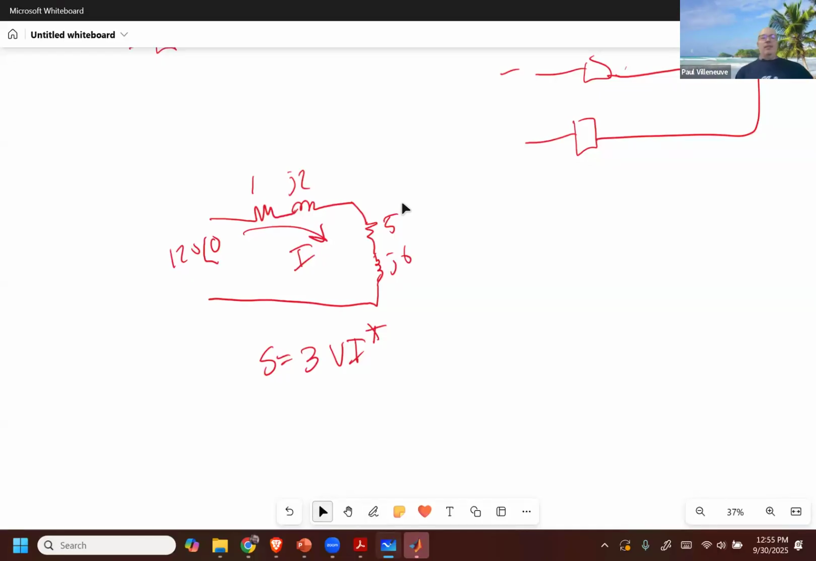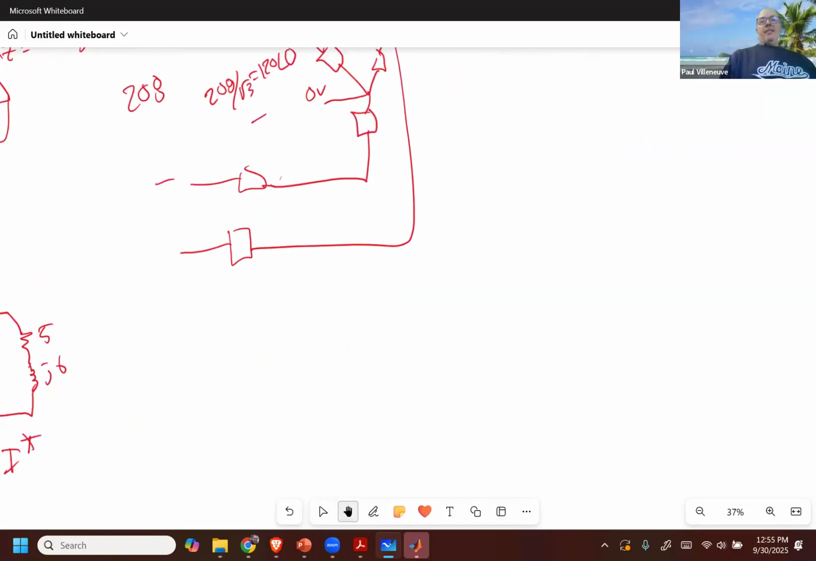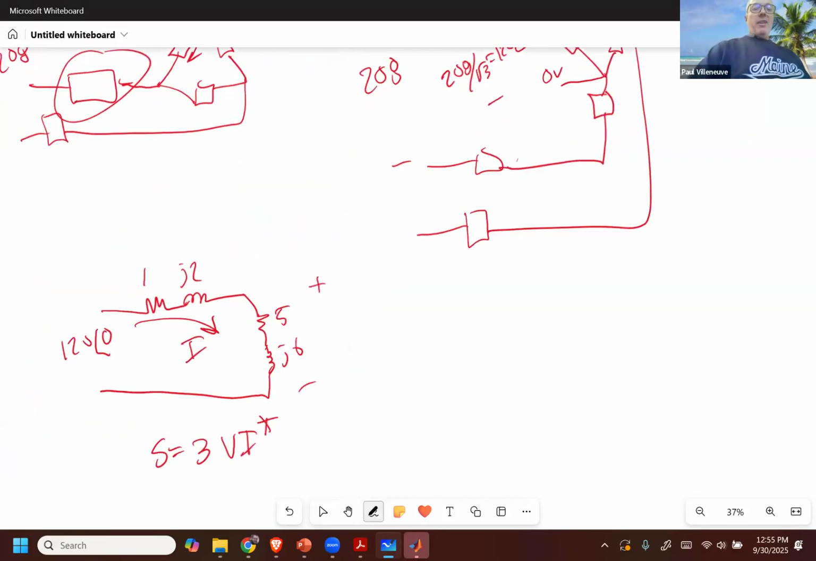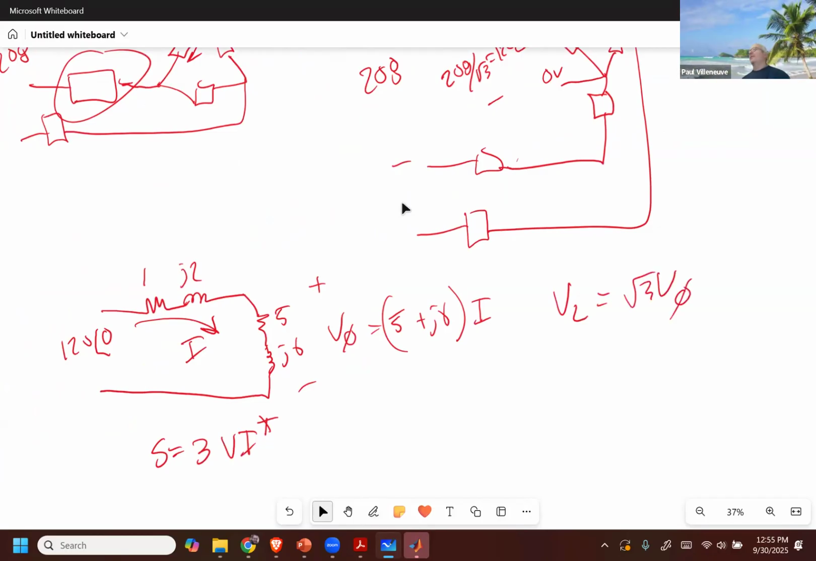Once you have that, and you know the voltage here, you should be able to calculate the voltage, which is 5 plus j6 times the current you had. Then this is a phase voltage. The line-to-line voltage is just square root of 3 times your phase voltage. All I needed was the magnitude of the voltage. You didn't have to worry about phase shifting it, because you could get confused if it's positive sequence or negative sequence.